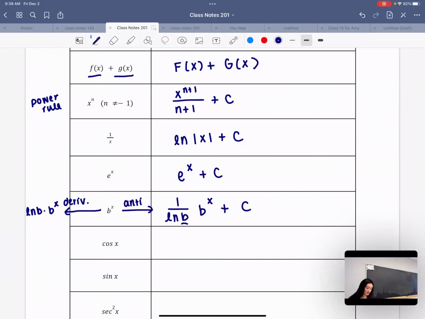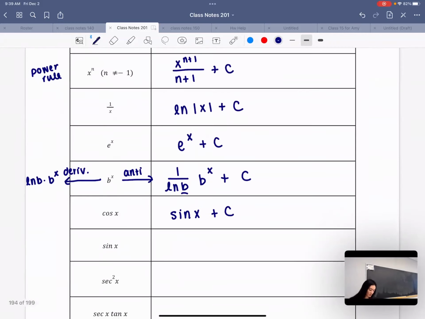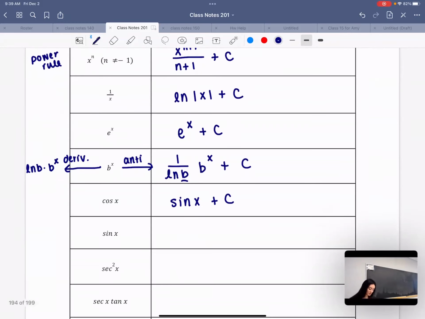Cosine. What do you think the antiderivative of cosine is? Sine. Perfect. Remember, the derivative of sine is cosine, so going backwards the same way. We talked about this briefly. What's the antiderivative of sine? Negative cosine of x.